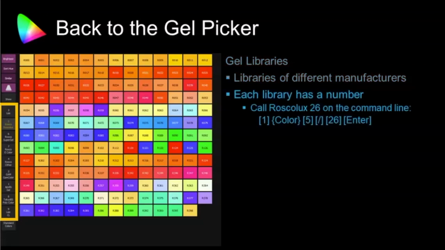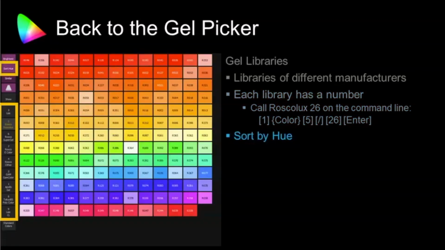When you are trying to access these things, you'll notice that all of these libraries have a number in front of them, right? So Roscolux is 5, Lee is 3, Apollo is 1. They were just numbered in alphabetical order. But this allows you to access these libraries from the command line. So if I want to get Lux 26 onto a fixture, I can say one color /26 enter, and because I have the library number, I can then access the individual colors in that library. So this is a really good shortcut without having to have the color picker open.